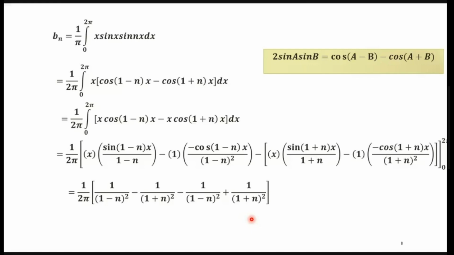ठीक है, हमें पूरा x को 2 पाई पुट करना है और x को 0 पुट करना है. x को 2 पाई पुट करेंगे, x को 0 पुट करेंगे, साइन वाले टर्म 0 हो जाएंगे और कॉस वाले टर्म्स जो है वो 1 हो जाएगा. तो दोनों जगह हमको 1 और 1 पुट करना है when x is 2 pi and x is 0. ठीक है, तो ये बचता है 1 upon 1 minus n square minus 1 upon 1 plus n the whole square, etc. So what is the value of bn now?